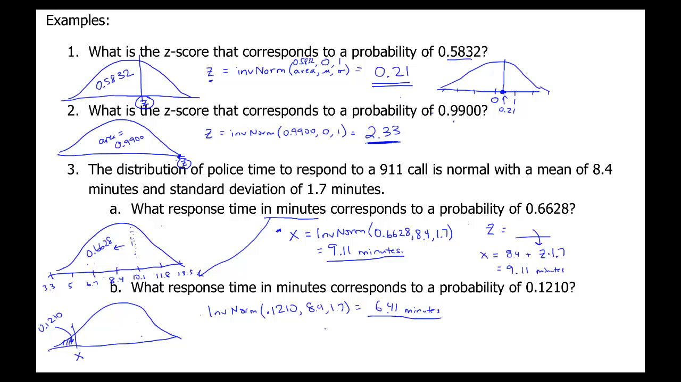And that makes sense. You can see kind of where I put my x here, just as an estimate, is about where 6.4 would end up being on that scale. So again, make sure your answers make sense by drawing a picture before you start so you can check it at the end.